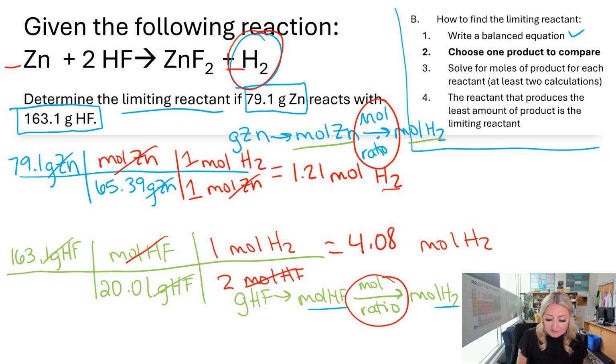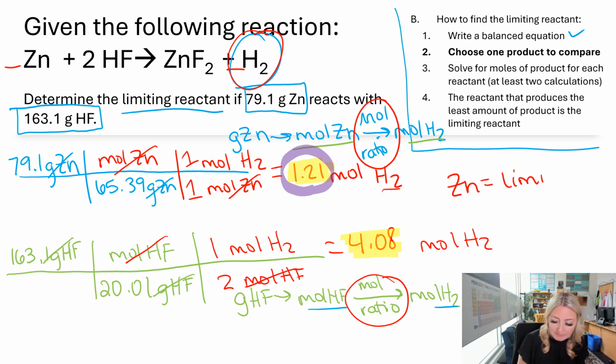So let's take a look at this real quick. We have zinc producing 1.21 moles, and we have HF producing 4.08. So zinc is actually producing less, which means that zinc is going to be my limiting reactant.